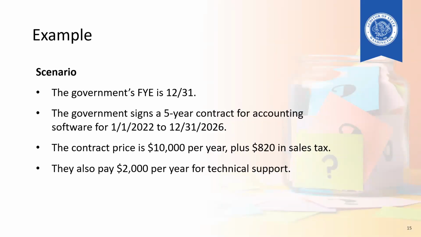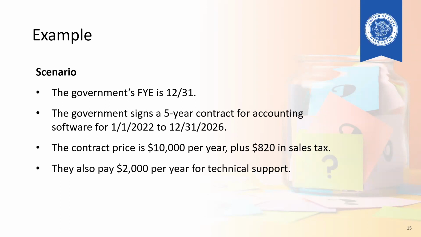Let's walk through an example of how to report SBITAs on the schedule of liabilities. We'll also take a look at an example note disclosure for the financial statements. So here's our scenario. The government's fiscal year end is 12/31. They signed a 5-year contract for accounting software. It started in January of 2022 and it goes through December of 26. They paid $10,000 per year plus $820 in sales tax. They also paid $2,000 a year for technical support.